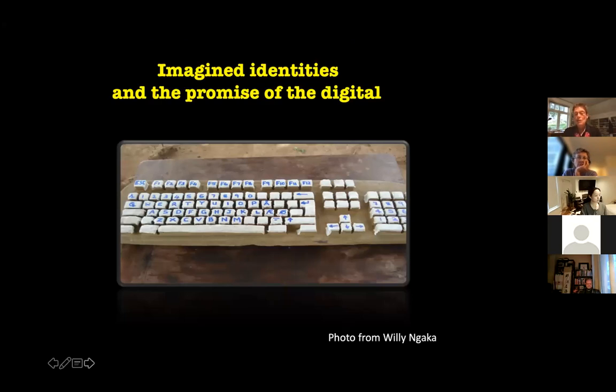And this particular photo was taken by a colleague called Willie Ngaka, and it serves as a metaphor for the relationship between imagined identities and the promise of the digital. It's an image of a keyboard that was developed in northwestern Uganda, where there was no electricity and running water. But people said, we are going to build keyboards and teach ourselves how to type, so that when we actually have access to the digital, we will already have the skills to harness the power of the digital. So I think it's an amazingly creative way of planning for imagined identities in the future.